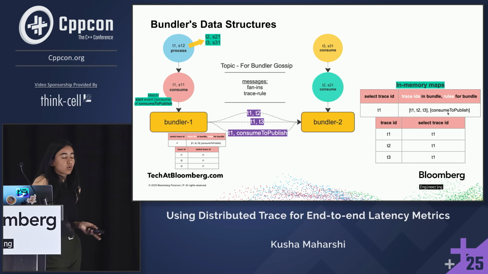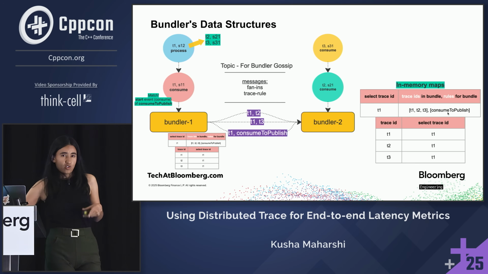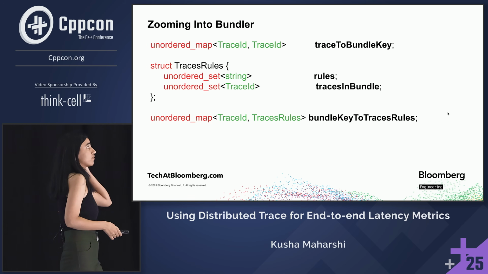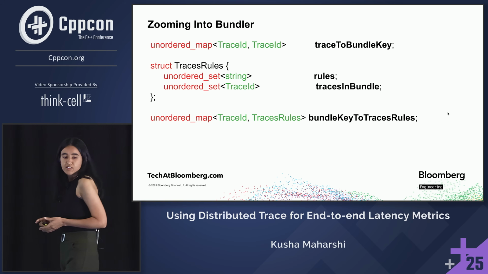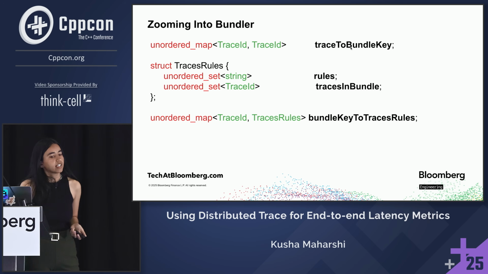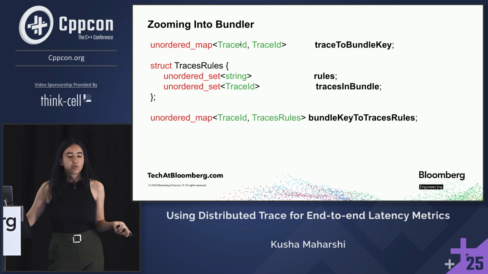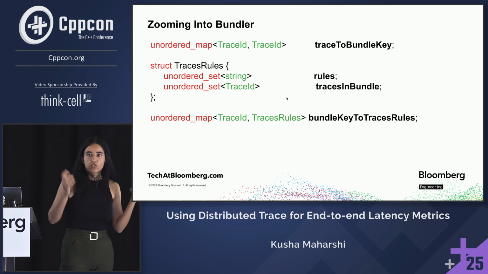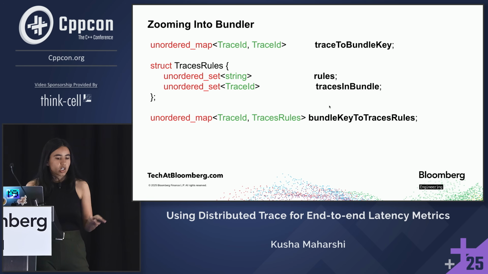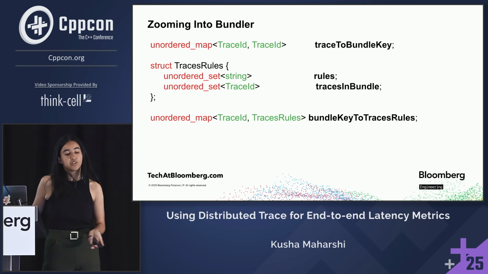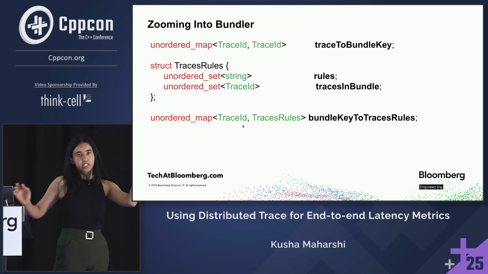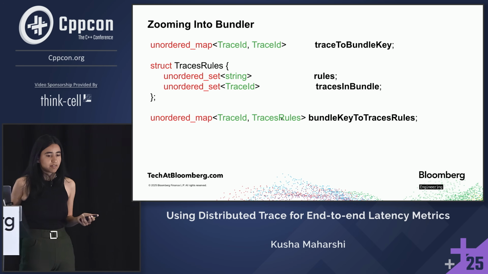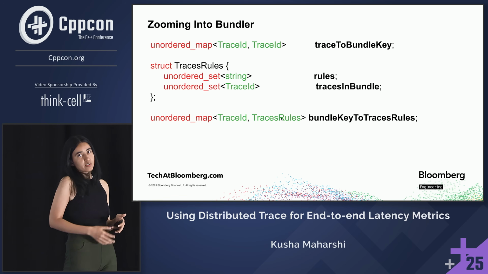And from here, I want to go one step further and see what these data structures look like at a C++ level. Pretty straightforward. We've got a bunch of unordered maps and unordered sets. This is really your trace to bundle key, which is your reverse lookup map, going from a trace ID data type to a trace ID data type. We've got a struct where we can store all the rules and trace bundle traces. And then we've got our big map where we're capturing what trace bundle key maps to what set of bundles and rules right here.